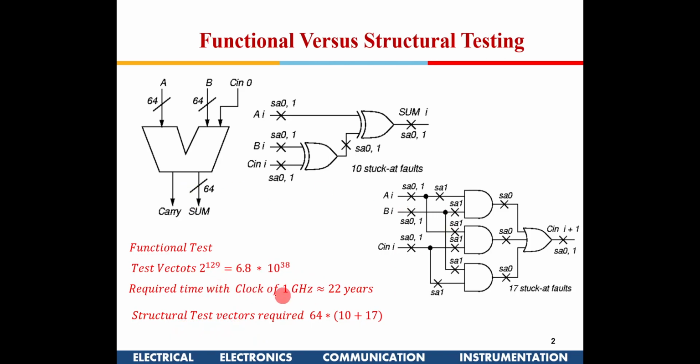Then we said, instead of doing that, what we can do is, this is a full adder. This is how the sum looks, and this is how the carry looks. These are the faults which can be stuck at 0 or stuck at 1. There are 5 nets, so there are 10 faults in this circuit. Similarly, for the carry circuit there are 17 faults. So 10 plus 17 is 27, and I have 64 such adders, so 64 into (10 plus 17). Only that many test vectors are required, which would come out to less than 2000, some figure like that.